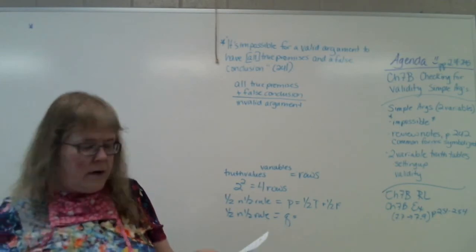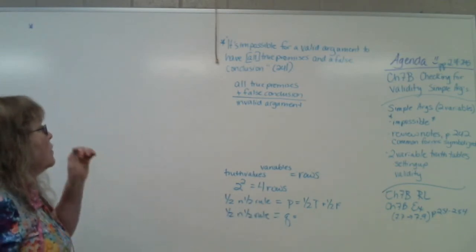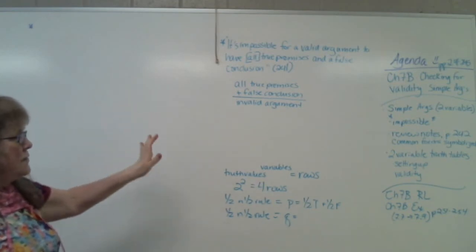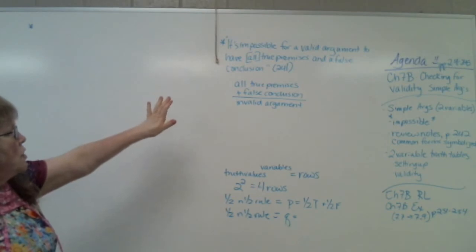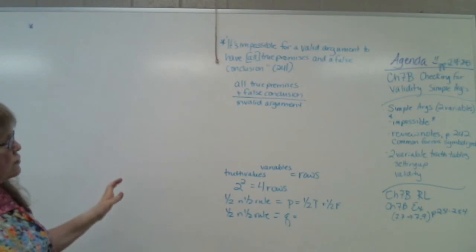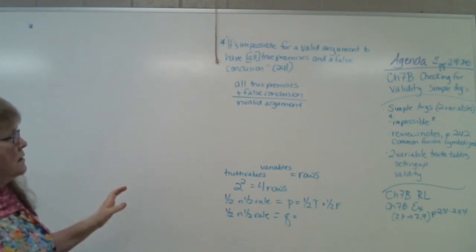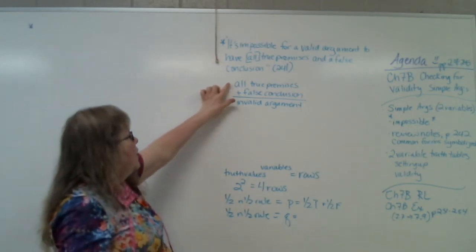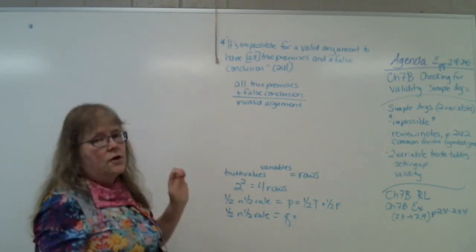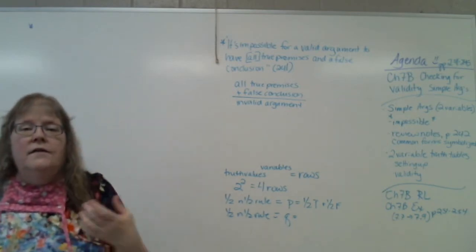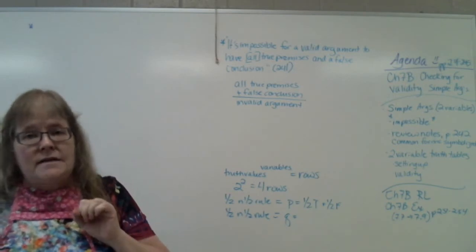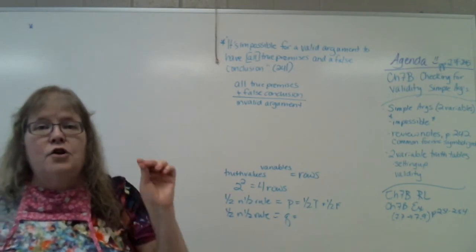Okay, so our big idea, every time we think about a truth table, this is what we're trying to show: it's impossible for a valid argument to have all true premises and a false conclusion. If we have all true premises and a false conclusion on any one row, it's an invalid argument. It only takes one. Think of it like a drop of poison. It doesn't matter that there's only a drop of poison in that glass. I ain't drinking it.